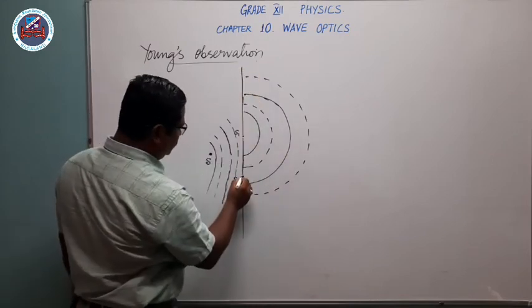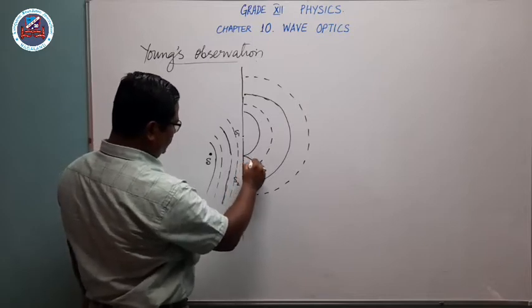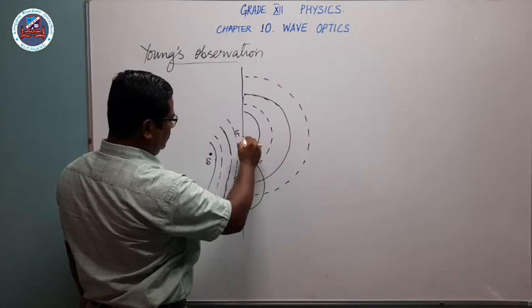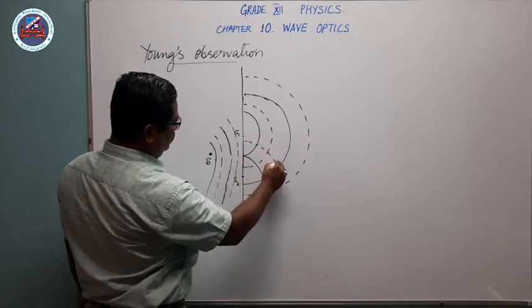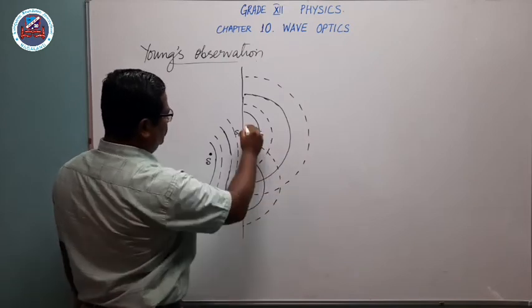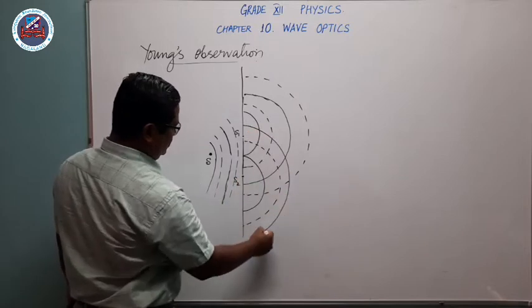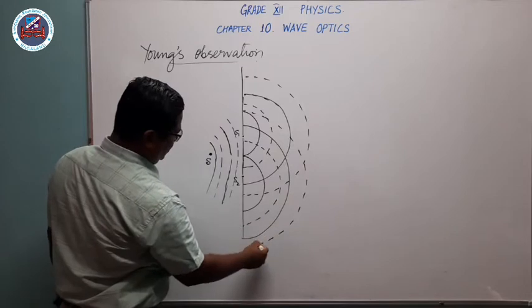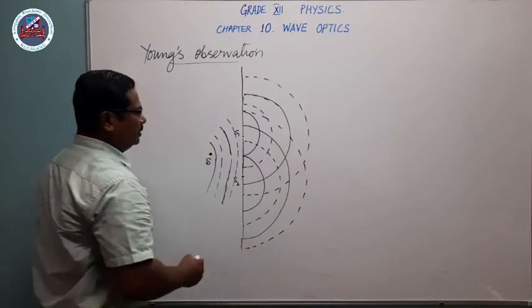Then for the second source also the same way: crest, trough, crest, trough. Like this it will start to travel.